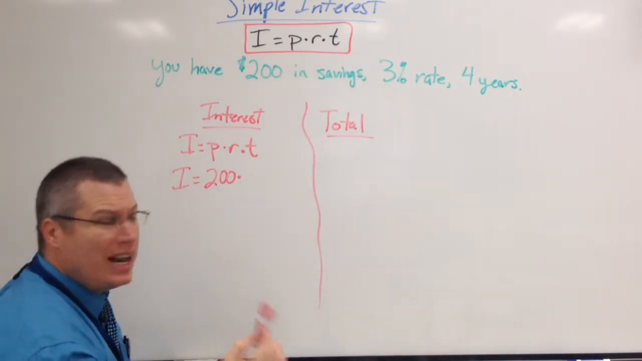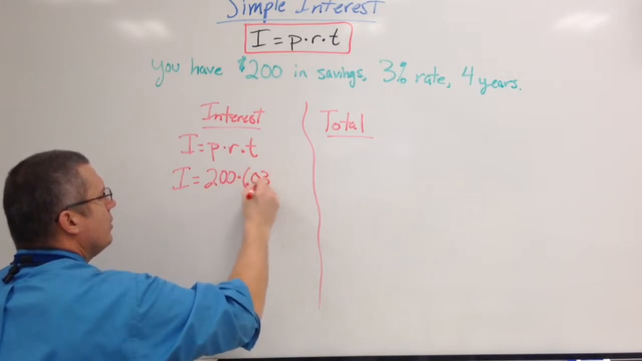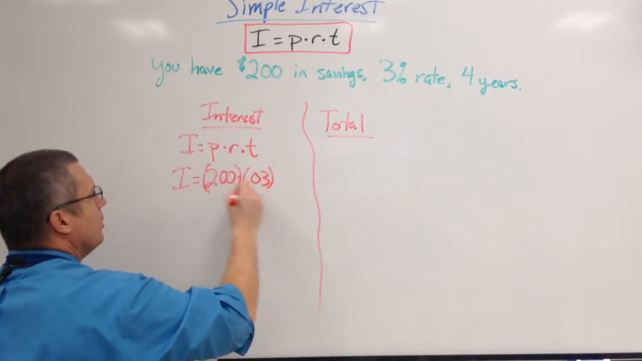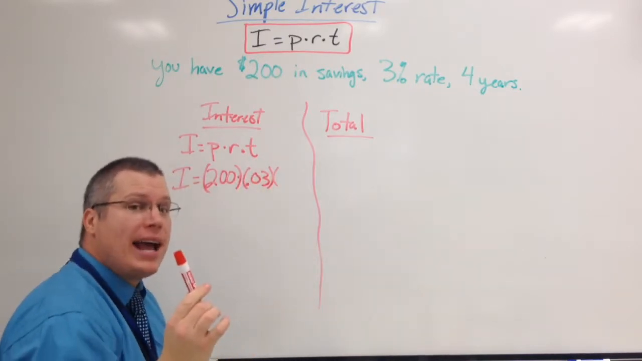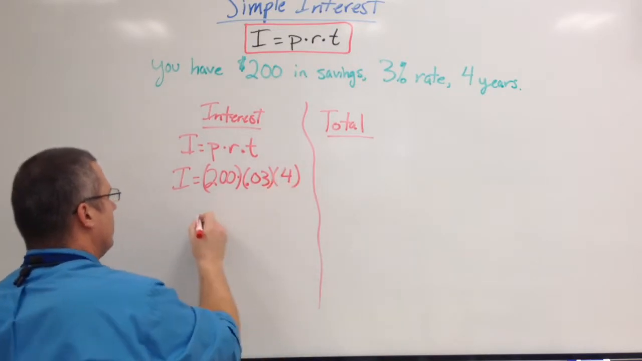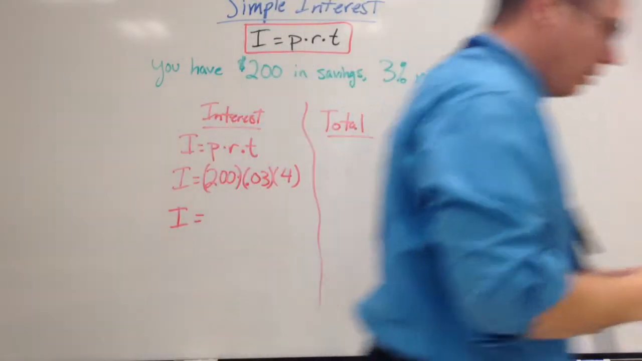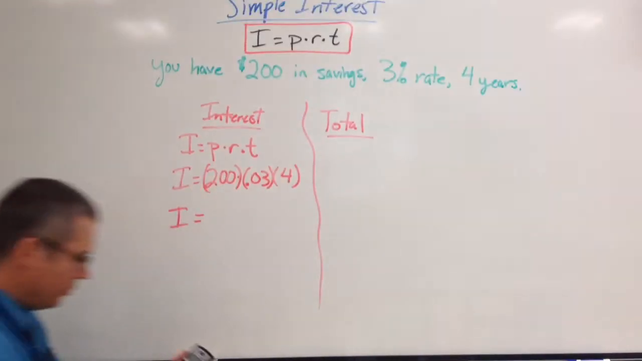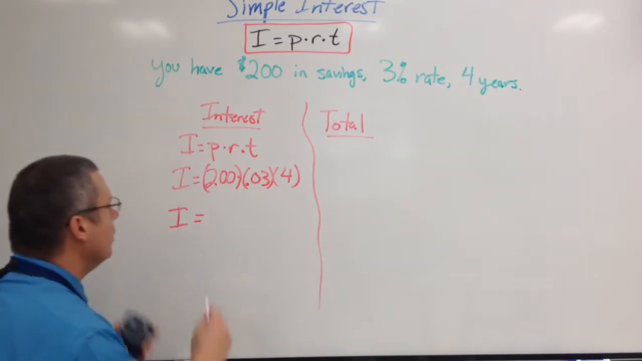What is 3% as a decimal? 0.03 times time. What is my time in years? Remember, it has to be in years. 4 years. So, what is my interest amount? I'm going to grab my calculator. 200 times 0.03 times 4 equals 24.